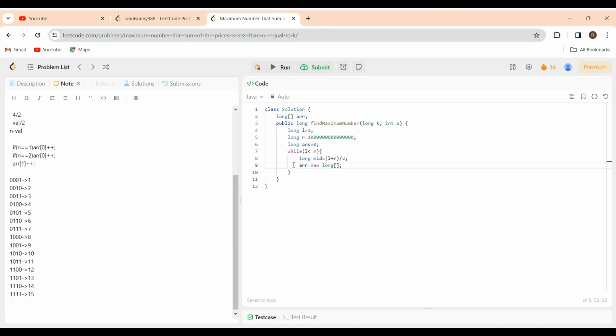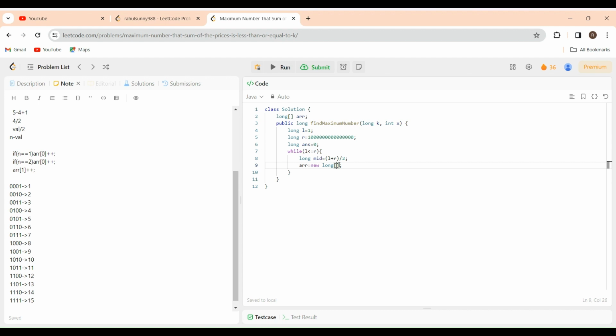So I have to consider how many bits I have to consider here. Okay, so 0th bit, 1st bit, 2nd bit, in this way, right? So 2 to the power of 54 is nearly equal to 1e15, that is 10 to the power of 15. So I will just consider 54 bits as my answer. I will be considering 54 bits here.